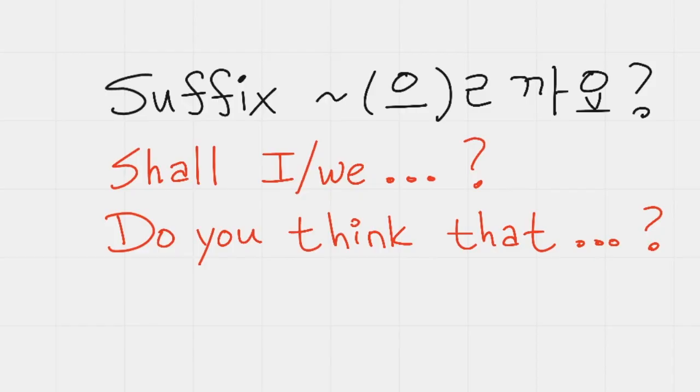So today we're gonna do suffix 으, 리을까요? So this means shall I, shall we, or do you think that? We're only going to use the stem of the verb. So for instance, let's say 하다.